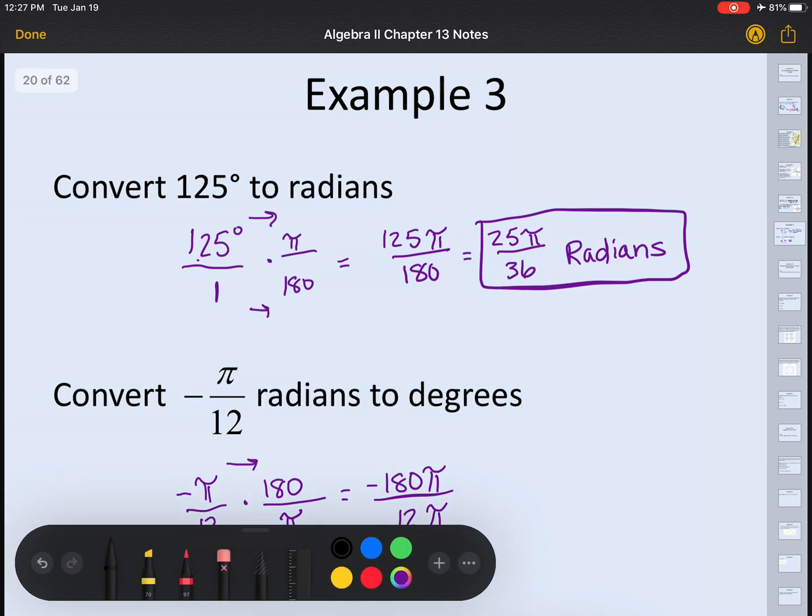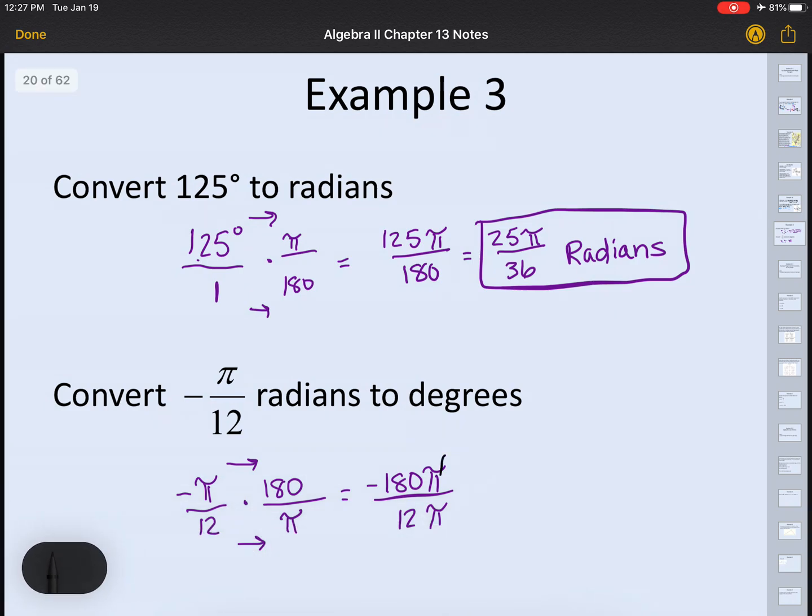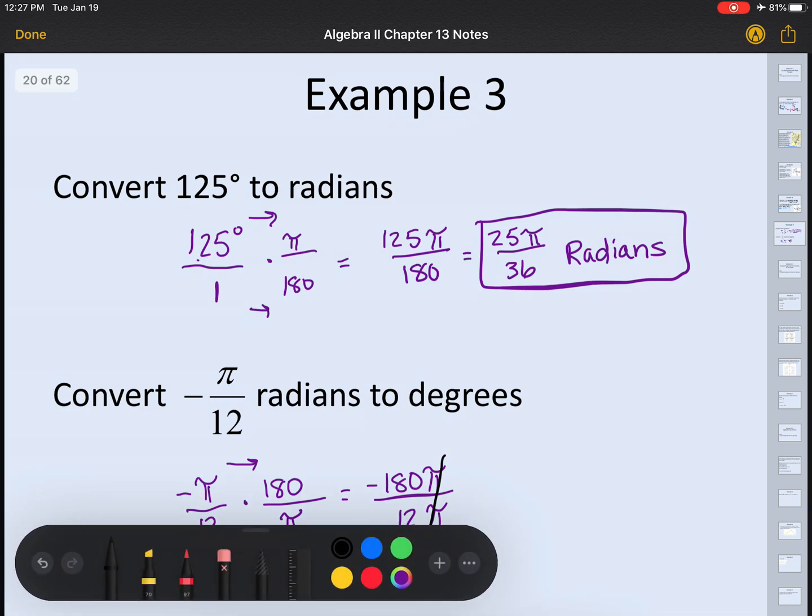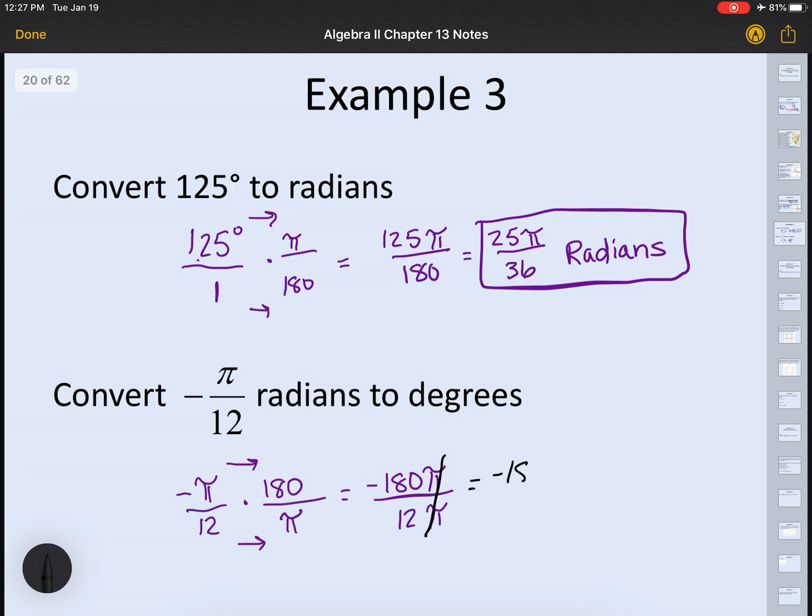So think of pi like a variable right now. They basically cancel each other out. So we're going to be left with negative 180 over 12. And that's the same thing as negative 15. And that is in degrees, so I could put my little degree symbol. So negative pi over 12 is the same thing as negative 15 degrees.